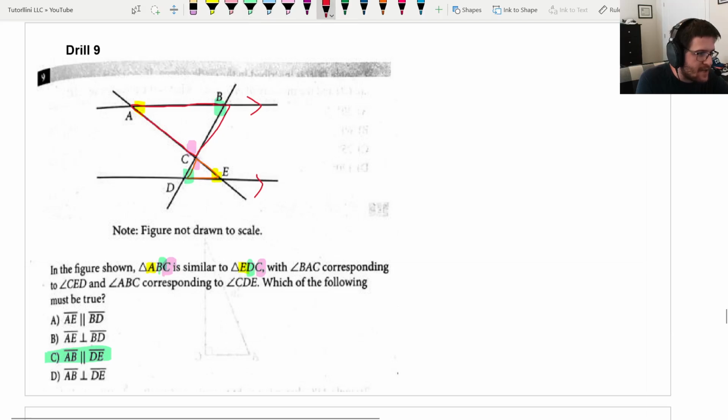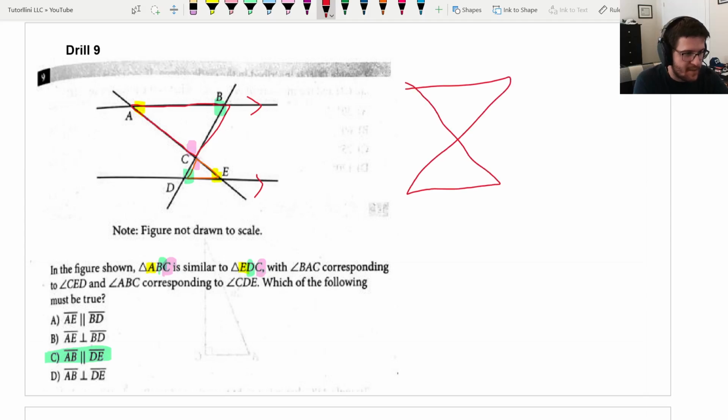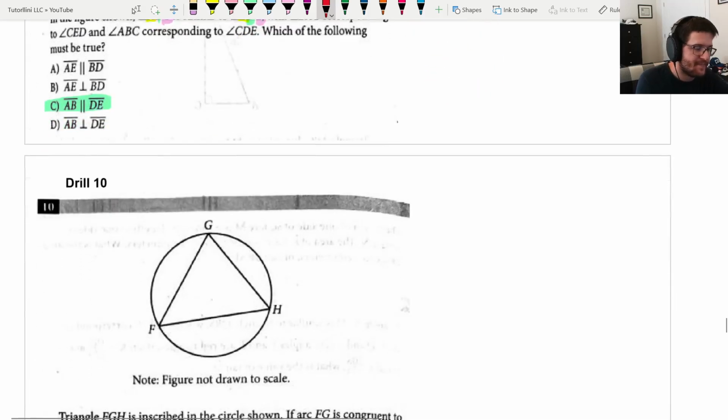See how these guys are like alternate interior angles? They have to be parallel for them to be equal. So it's true both ways. Anyway, we already talked about this. Pretty much anytime you see this kind of hourglass shape, you should be thinking, if these guys are parallel, then they're similar, and vice versa. If they're similar, then those lines are parallel. Okay, so 9 is C. Good. Yep, we already talked about that.